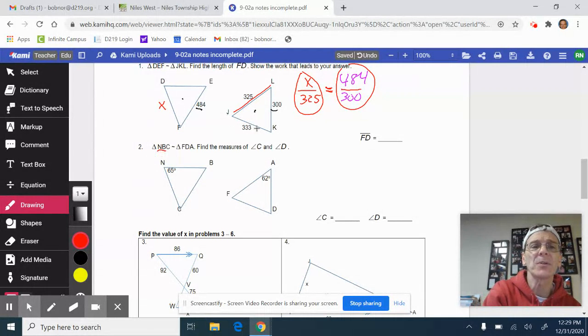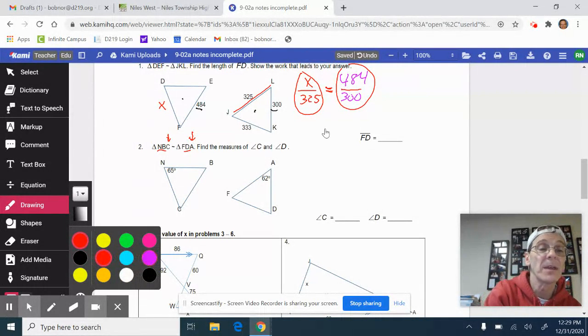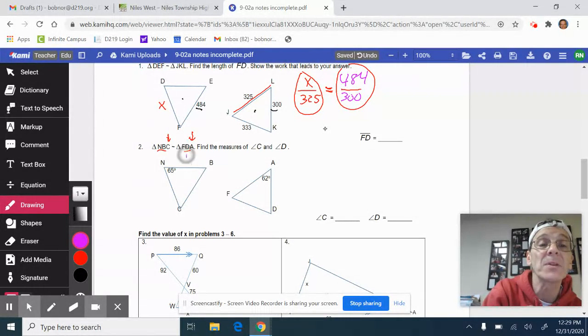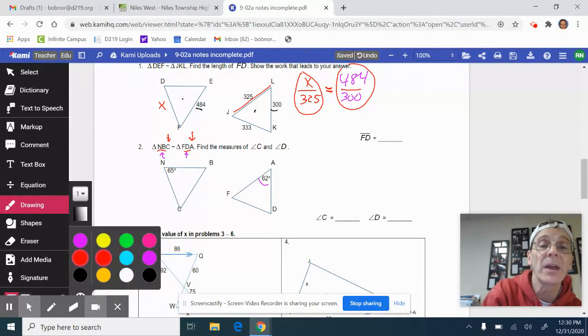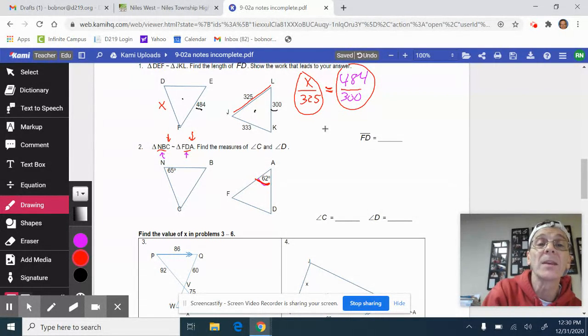Again, 2 triangles are similar. I've given you the order of the letters and the names. Find the measures of angles C and D. Well, angle C must correspond to angle A from the other triangle. All right. And then angle D must correspond to angle B from the other triangle, okay? So I'm looking for angle C. C corresponds to A. What is angle A? Angle A is 62 degrees. I should do that in red. And so angle C is also 62 degrees.